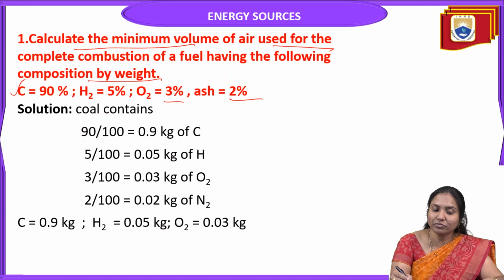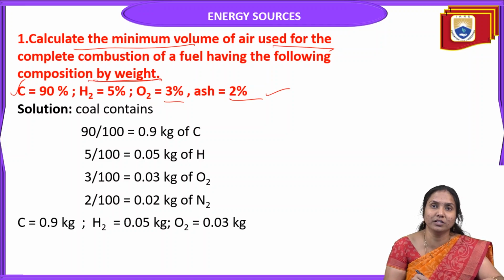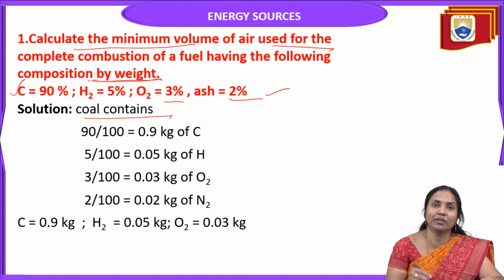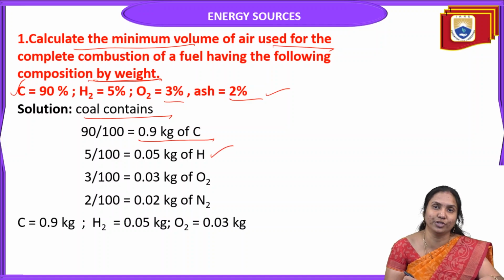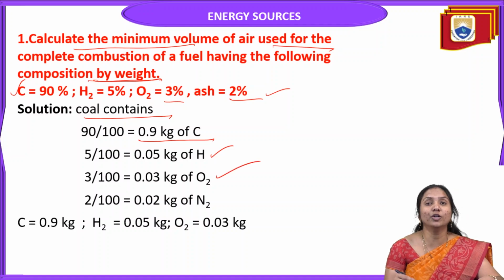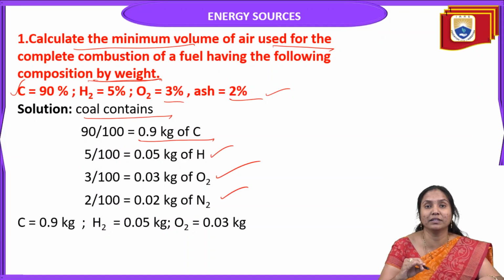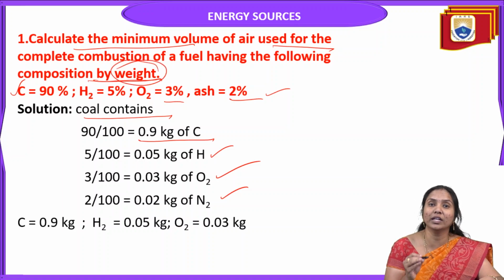First, given the fuel by weight, we are taking these compositions, so the percentage is converted into weight. The solution: coal containing 90% of carbon, converted into weight, is 0.9 kilograms of carbon. Next, it contains 0.05 kilograms of hydrogen, 0.03 kilograms of oxygen, and 0.02 kilograms of nitrogen. Finally, from this data, we converted percentages to weights, because here we are taking by weight only.